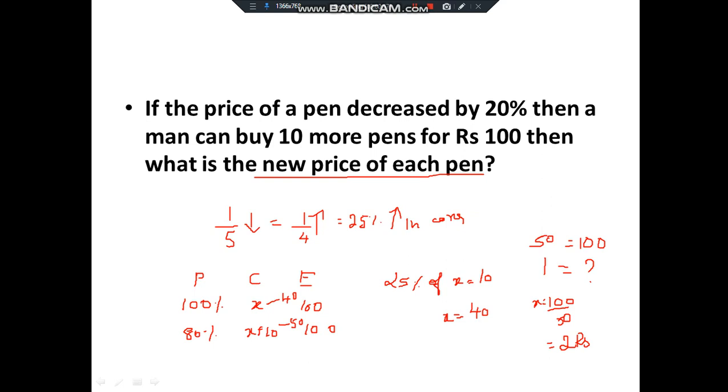Next question. If the price of a pen decreased by 20%, then a man can buy 10 more pens for rupees 100. Then what is the new price of the pen? See, this we have seen in the price of the sugar concept. You remember, I think, in the second session, percentage application problem second session, we have seen these type of questions. So how to solve this? So they have given 20%. So converting it into a fraction, it is 1 by 5 decrease, right?